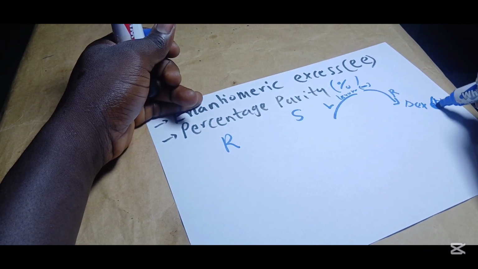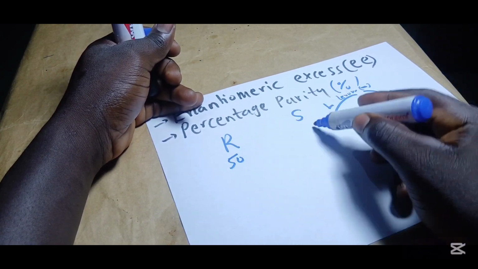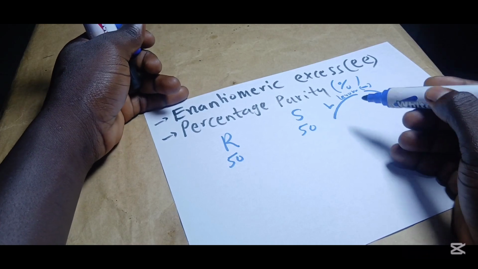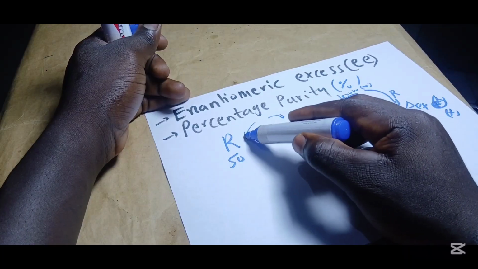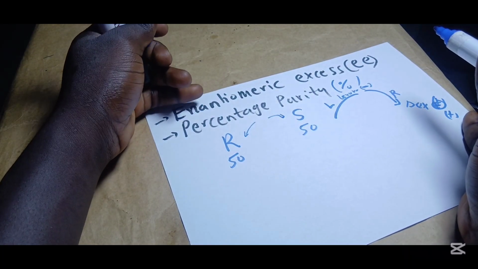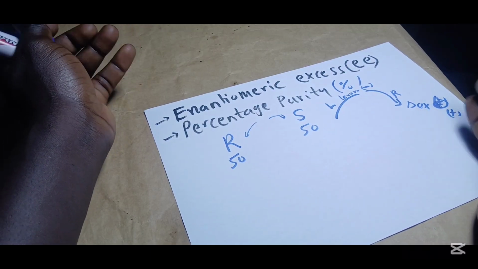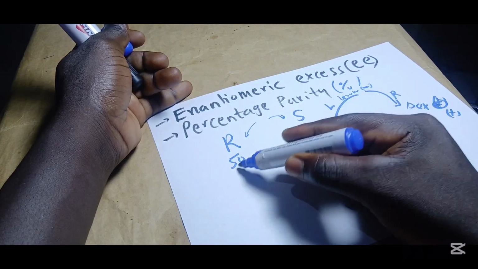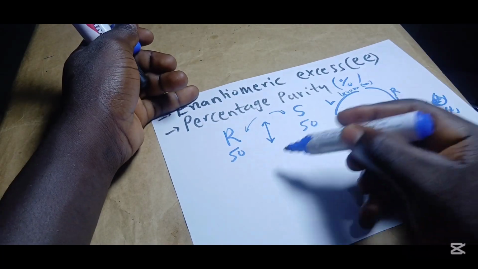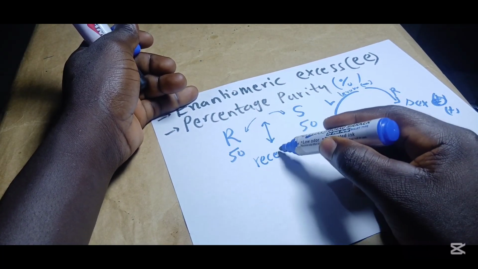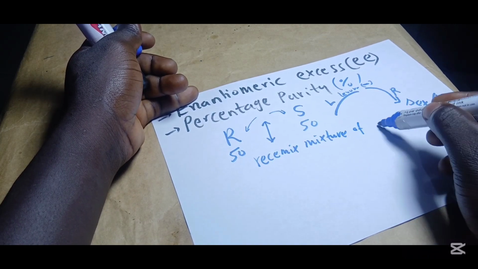That is class. So if I have 50 of R and 50 of S, as S is turning to the right, R will be turning to the left. This is just a general term. It is not to say the S is always dextro or the L is always levorotatory. Because we have 50-50 of both enantiomers, there will not be an angle, right? Which means the solution will be a racemic mixture of R and S.